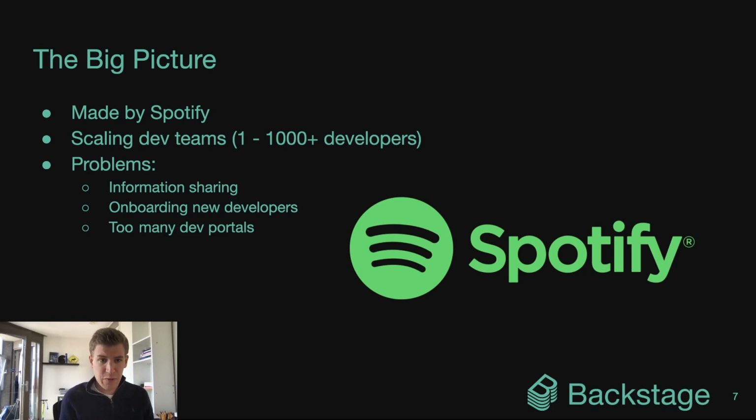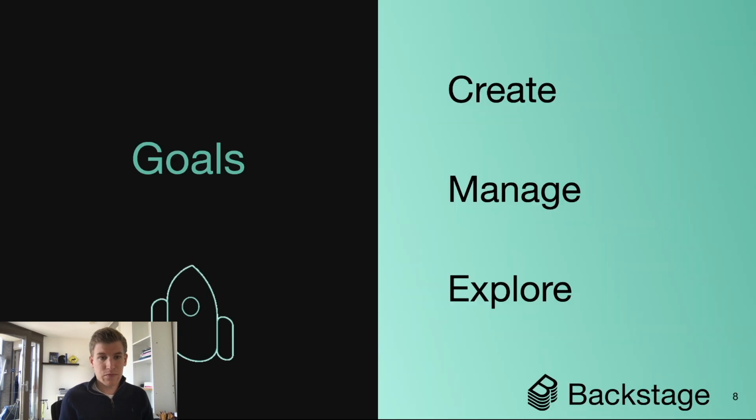Backstage was built by Spotify. It aims to work within small developer teams and big developer teams, ranging from 1 to 1,000. And the three main problems that it tries to solve are the information sharing problem, the onboarding of new developers, and the fact that there are too many developer portals.